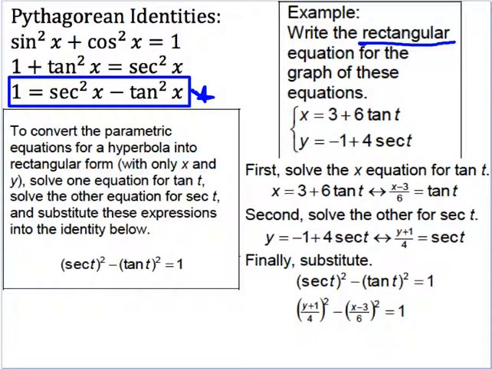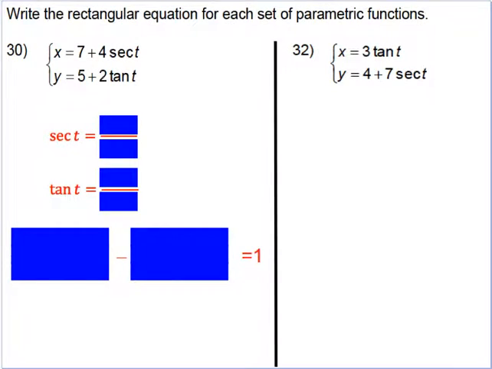Oh, don't forget, it does not matter where your secant equation is. If secant is paired up with the y's, then this is what is going to go up front, okay? And then if secant is paired up with x, then your x formula will be up front, okay? So it's just secant minus your tangent, okay?